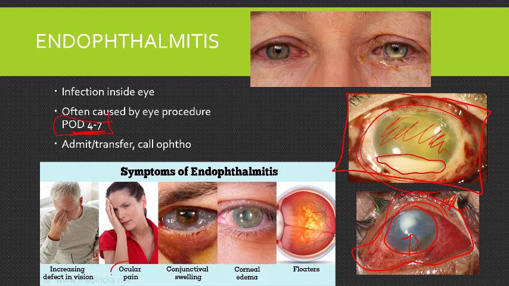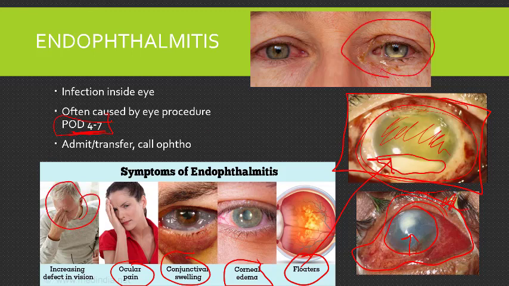So you want to be aware that this is causing pain. It's never painless. There might be some chemosis. We might have some corneal edema. We probably have floaters or visual problems. And we definitely have eye issues.